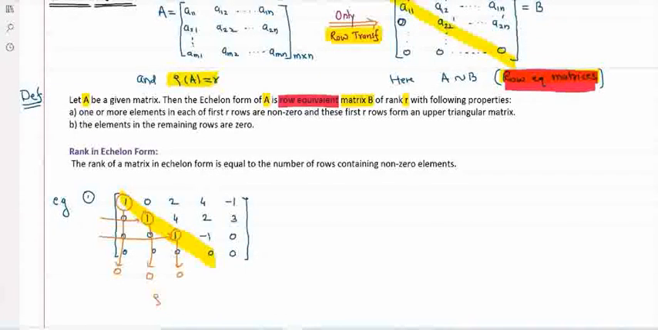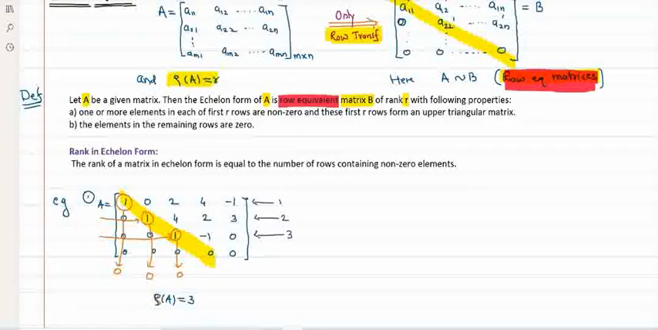And what is the rank here? Suppose this matrix is A. Yes, anyone? 3. Because the non-zero rows are, this is a non-zero row, that is first. This is a non-zero row, that is second. This is a non-zero row, that is third. So you have to count the number of non-zero rows. So the rank of this matrix is 3. Still students are joining. Okay.